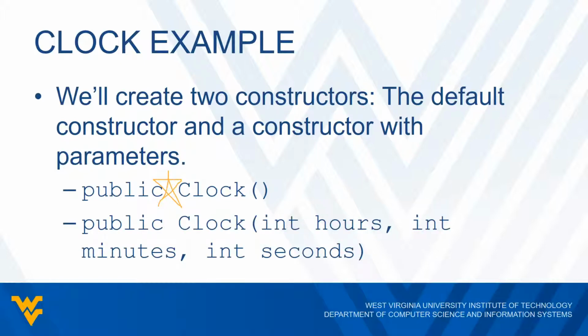Here's our second constructor, and this is going to have parameters. So we have parameters for hours, minutes, and seconds. You might notice it looks very similar to our set time method, and that's intentional. You'll see how that comes in handy later on, but this is simply going to initialize the instance variables to the values of these parameters. And once again, as we see here, it's just public clock. There's nothing in between.